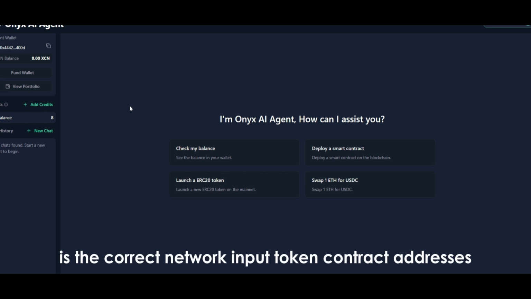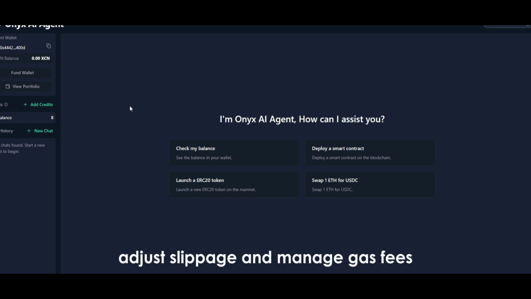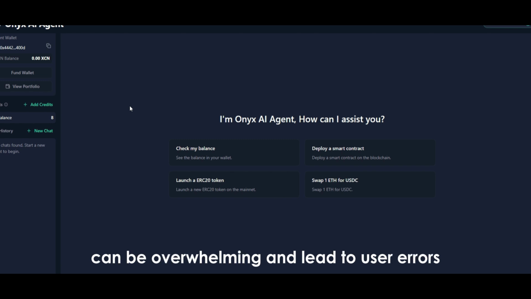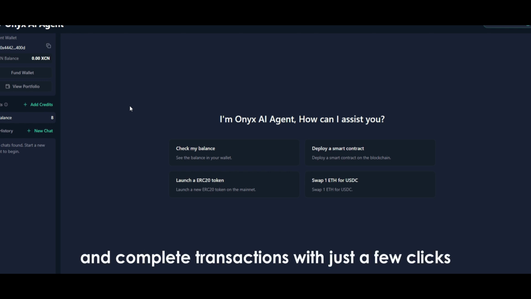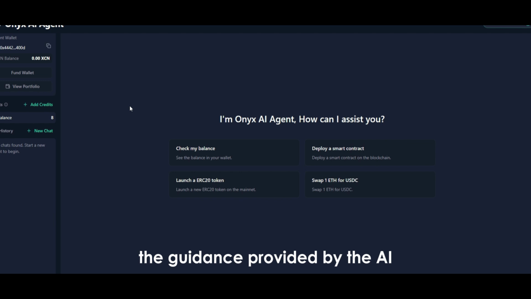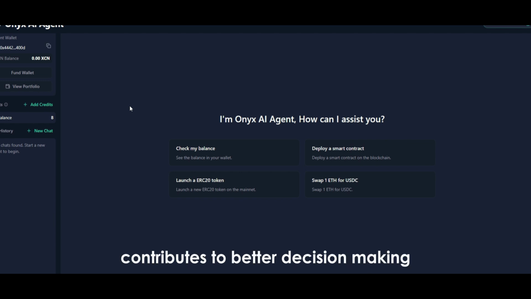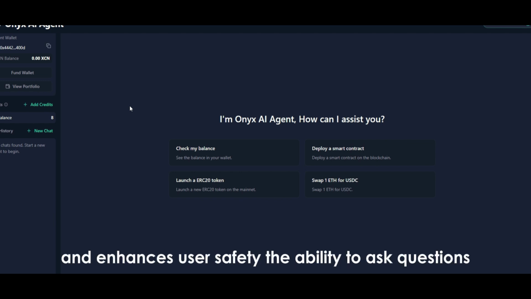Having to choose the correct network, input token contract addresses, adjust slippage, and manage gas fees can be overwhelming and lead to user errors. However, this new system allows users to bypass all these complexities and complete transactions with just a few clicks. The guidance provided by the AI contributes to better decision-making and enhances user safety.